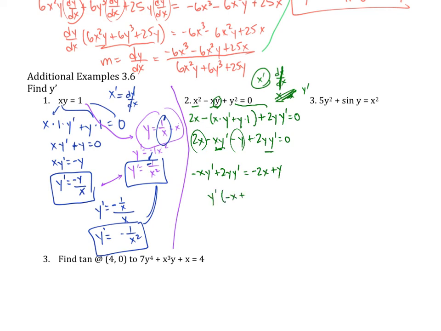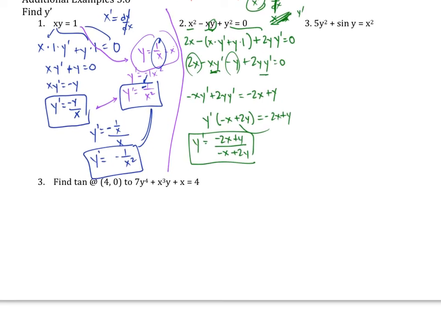So I get negative x plus 2y equals negative 2x plus y. So y prime would be negative 2x plus y, divided by negative x plus 2y. Okay, often you guys will do steps a little bit differently than I do, and that's okay, that's fine.